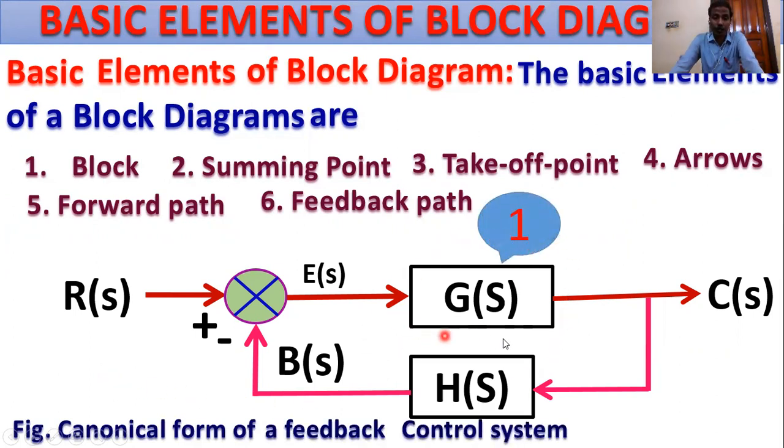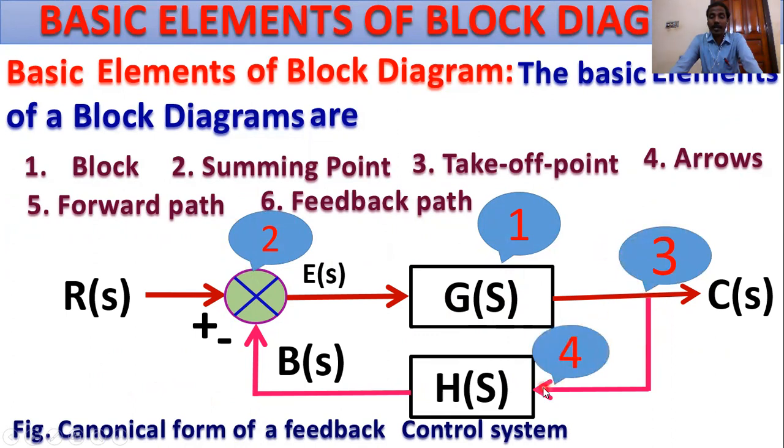G of S, this block, is the number 1 element, the block. Number 2 is the summing point with cross. And this is the takeoff point. This is the arrow, the forward path direction. And this is the feedback path direction, from output to input. The forward path goes from input to output.